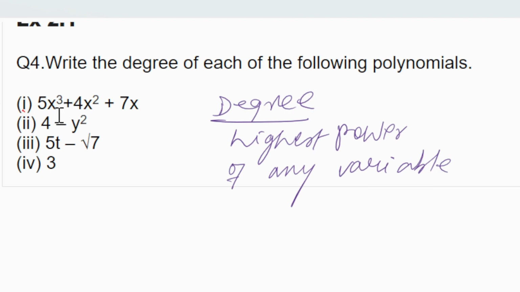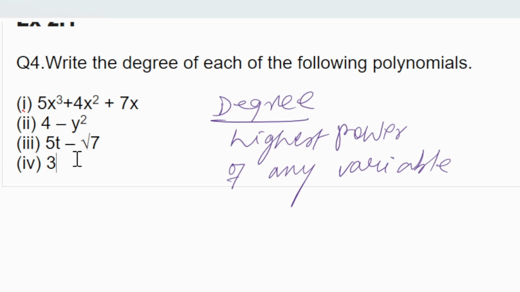Okay guys, number 1, what is the highest power? It is 3. So degree here is 3. What is the highest power here? Highest power of the variable y is 2. So degree 2. Here, t is the variable and the highest power is 1. So degree 1. Here I do not have any variable, that means degree will be 0. Whatever term is asked, if that is not present, the answer will be 0.